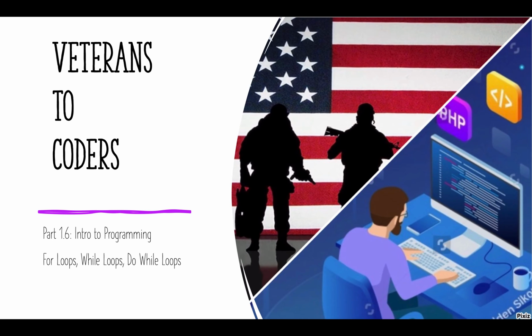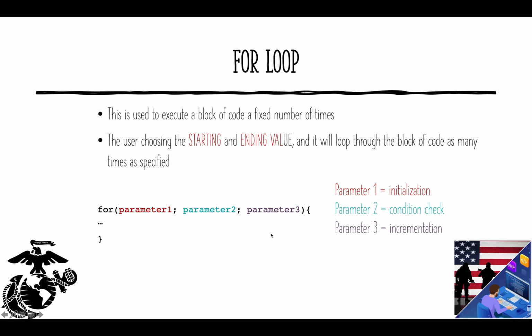In this one we're going to be covering something called for loops, while loops, and do while loops. So as you've guessed, all of these will be loops. Now, starting with our for loop. A for loop is used to execute a block of code a fixed number of times. So the user will choose the starting and the ending value, and it will loop through that block of code as many times as specified.